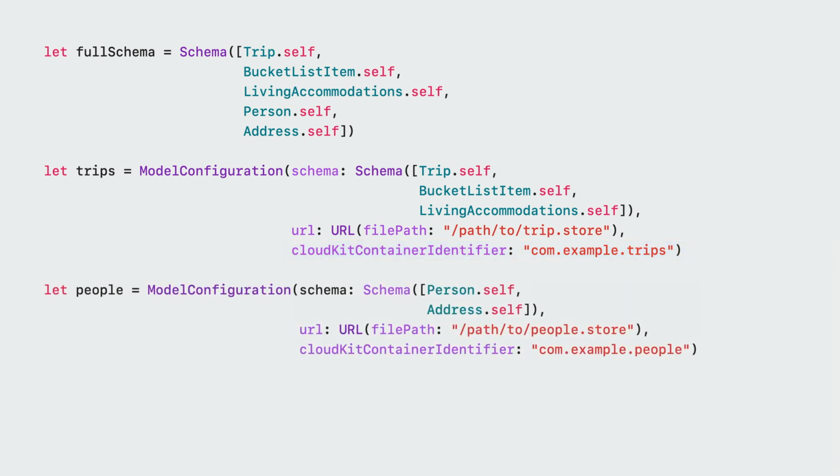Then, the models for the new schema with person and address are declared in their own configuration with a unique file URL and CloudKit container identifier to keep this data separate from the trips graph. Finally, the schema and configurations are combined to form the model container. With the power of model configuration, it's easy to describe the persistence requirements of your application, no matter how complicated they may be.